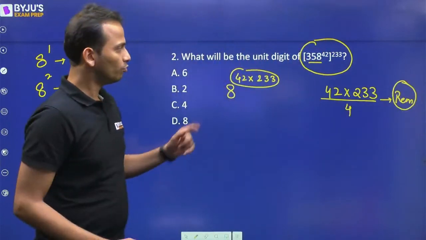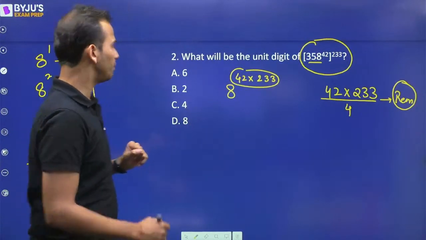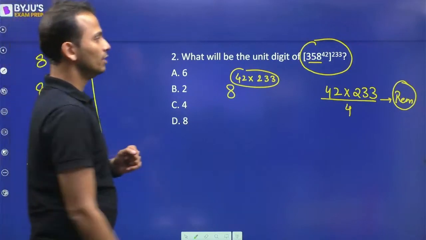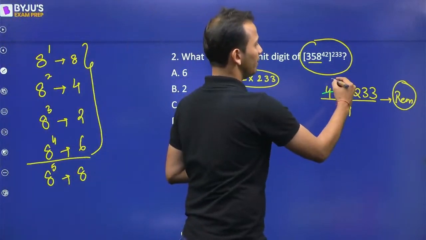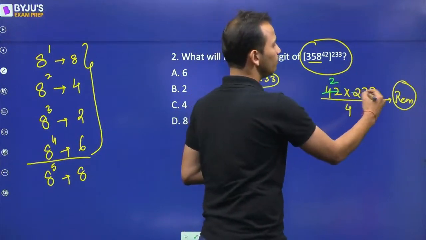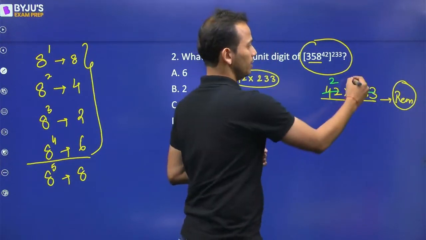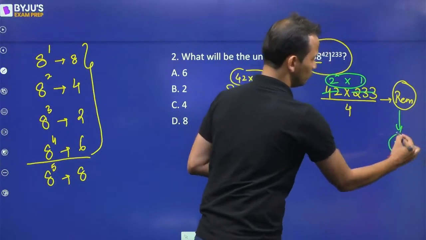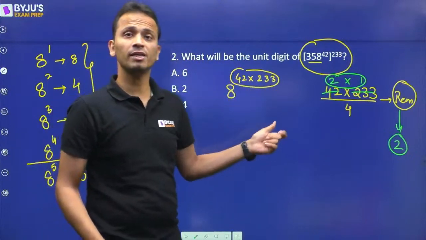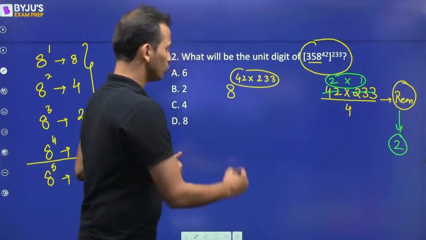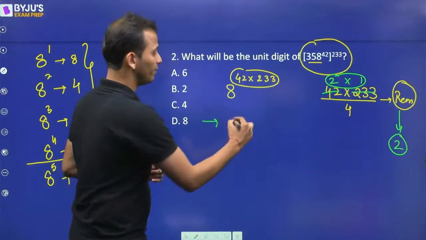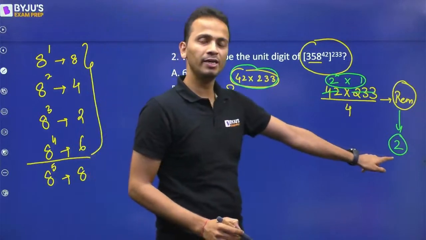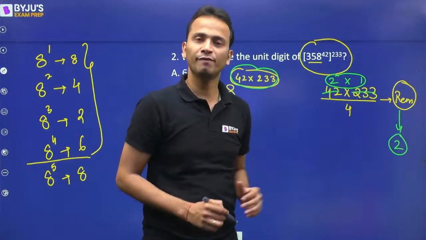Okay? So 42 multiplied by 233 when divided by 4, I'll try to find out the remainder. Okay. Now 42 when divided by 4, here the remainder is 2. And 233 when divided by 4, the remainder is 1. Now the net remainder will be the product of 2 and 1. So the remainder will be 2. The remainder when this entire power is divided by 4 is 2. So I can say that the unit digit will be given by 8 square. So this entire power will be replaced by the remainder when this power is divided by 4.